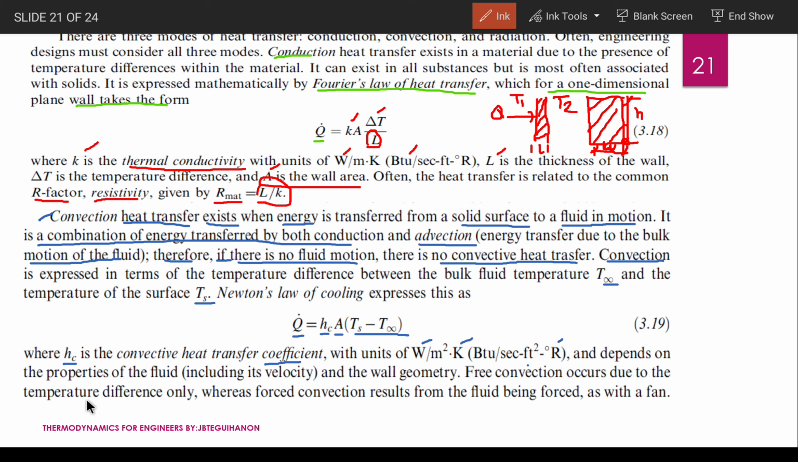And it depends on the properties of the fluid including its velocity. So, depende sa fluid na gagamitin mo. Yung materials, anong klaseng fluid yon? Water ba yan? Oil ba yan? Wall geometry. So, yung free convection occurs due to the temperature difference only, whereas forced convection results from the fluid being forced by a fan.